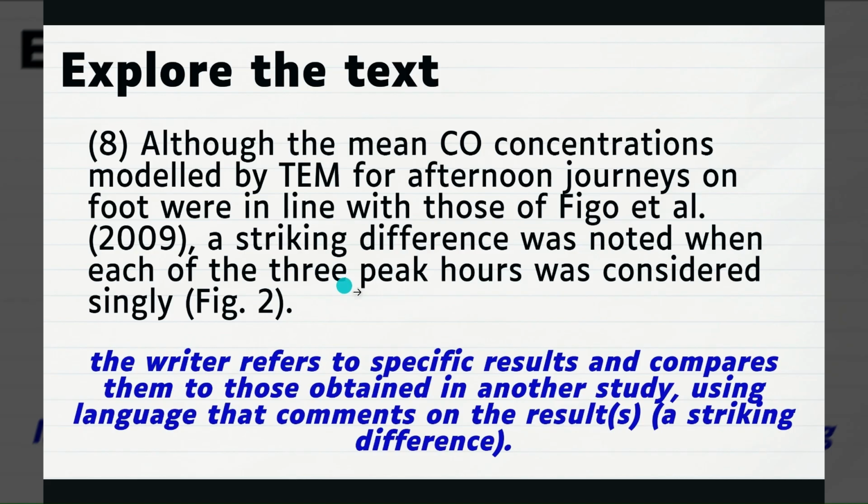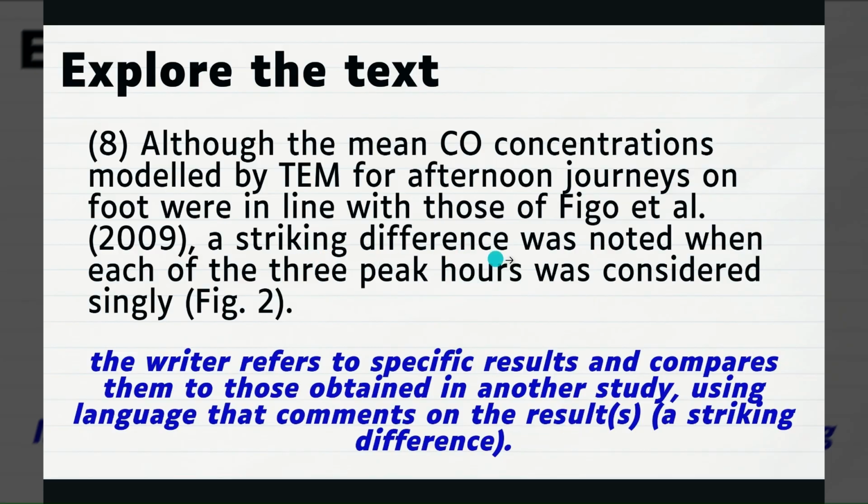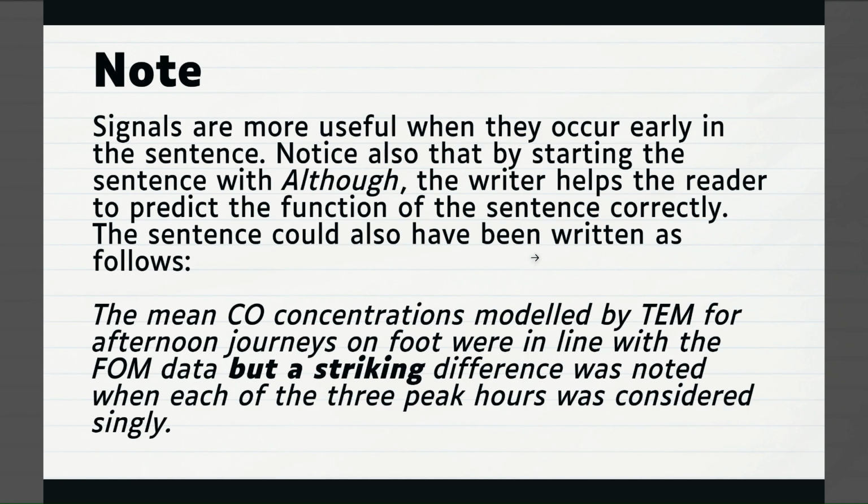So, this time around, the writer refers to specific results, referring to the mean of the concentrations and comparing them to those obtained in another study by citing a particular study from Figo et al. And then take note of the use of language that comments on the result. So, striking difference. Signals are more useful when they occur early in the sentence. So, the way that you also position information could help influence how your readers, again, perceive the result.